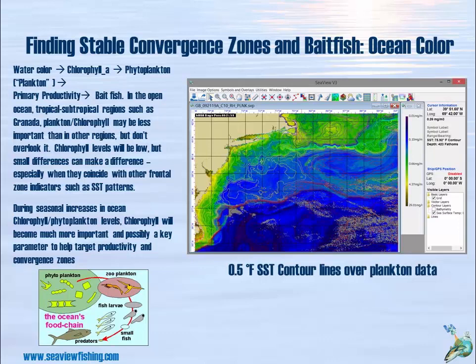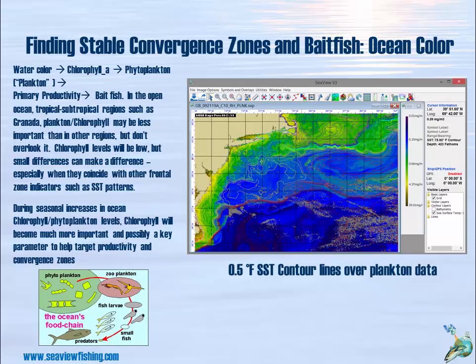The chlorophyll or plankton data show us how much phytoplankton is growing in the water. Phytoplankton are the base of the ocean food chain. When nutrients meet the surface of the ocean and are exposed to sunlight, this often causes a phytoplankton bloom. This is also referred to as primary productivity.